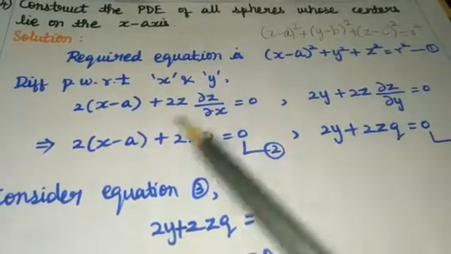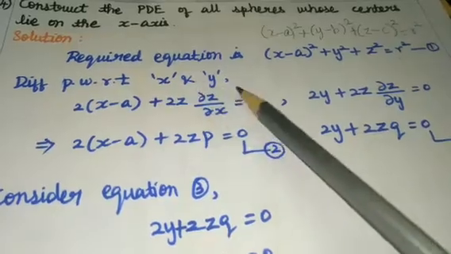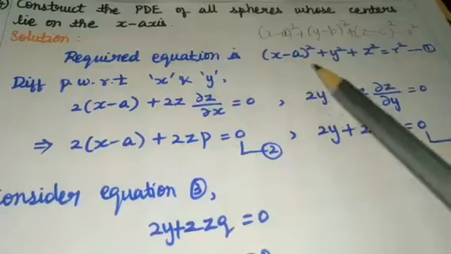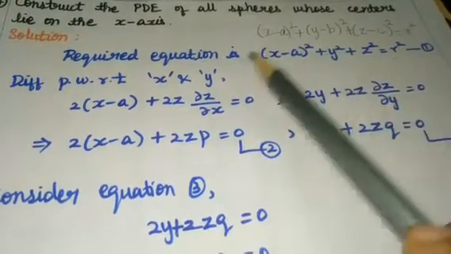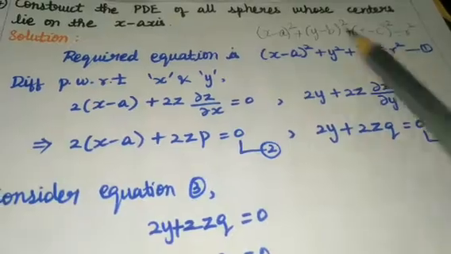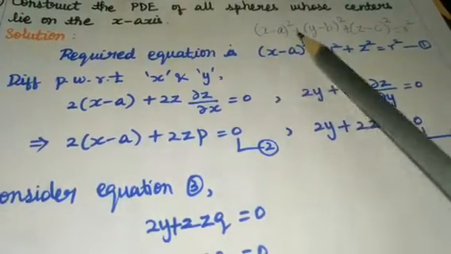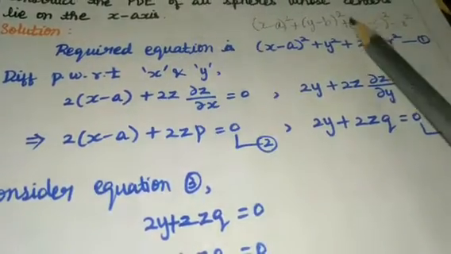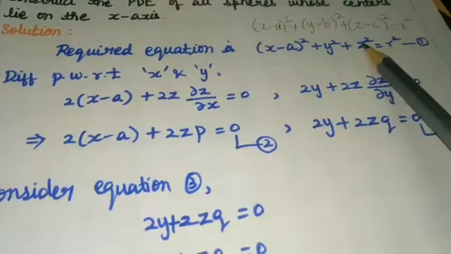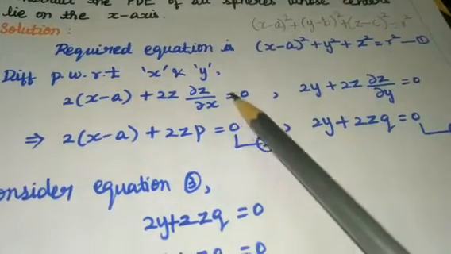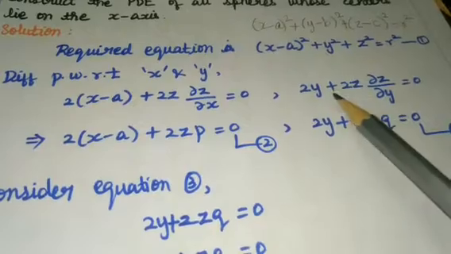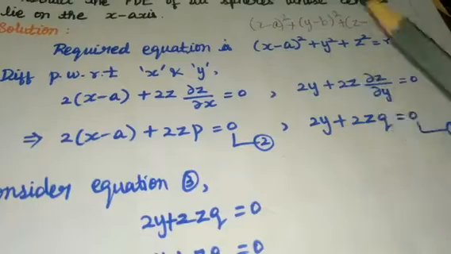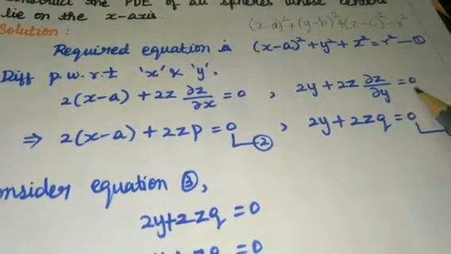So differentiate this equation partially with respect to x and y. When we differentiate with respect to x, leave the y term and only consider the x term and z term. The x term, x minus a the whole square, becomes 2 into x minus a, plus the z term becomes 2z into dou z by dou x, which is equal to 0. If we differentiate partially with respect to y, the x term becomes 0 and we get 2y plus 2z into dou z by dou y, which is equal to 0.